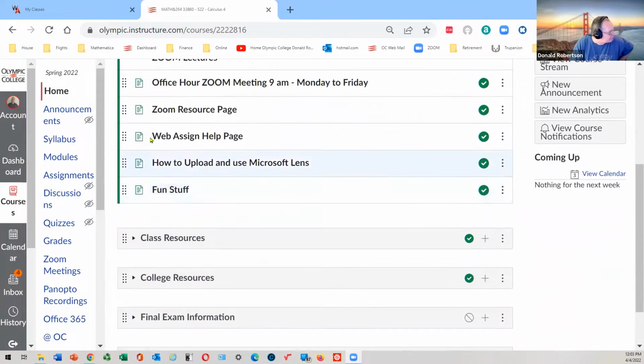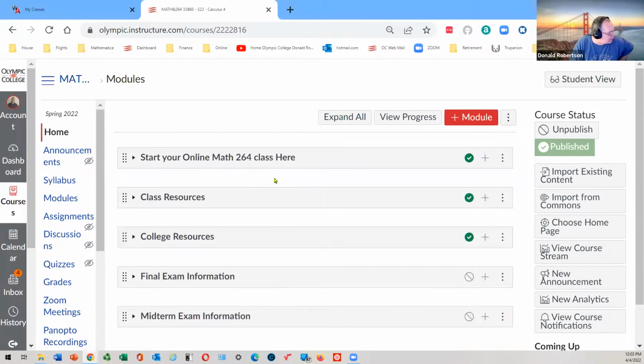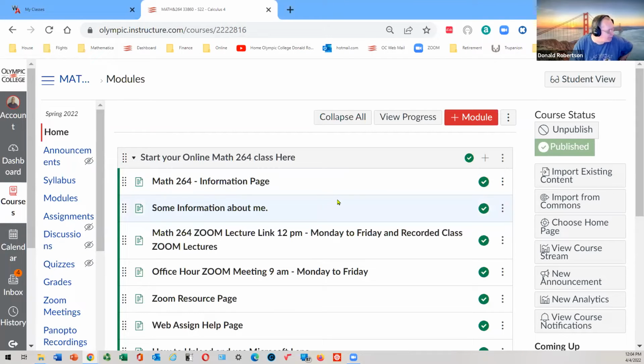Now, our class is basically broken into two chunks. Canvas is where I put all the resources, things that will help you. That's where the videos are stored. That's where you'll find links to Zoom and help pages to troubleshoot WebAssign or whatever. And that's what you're looking at right now.